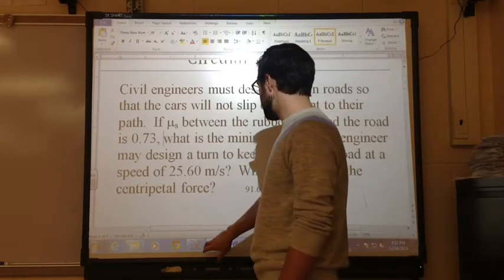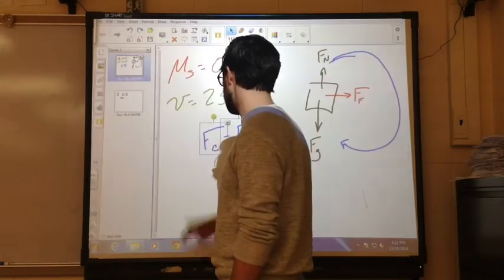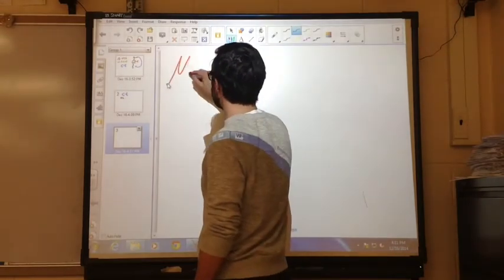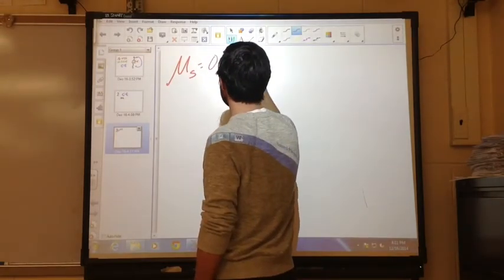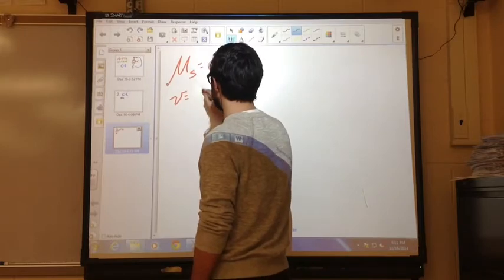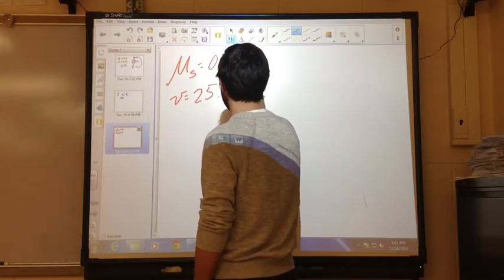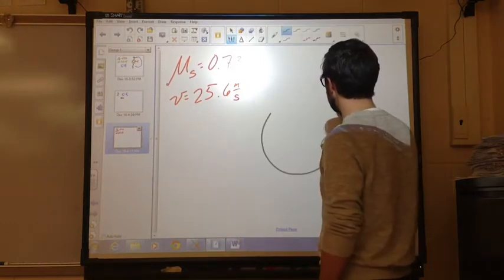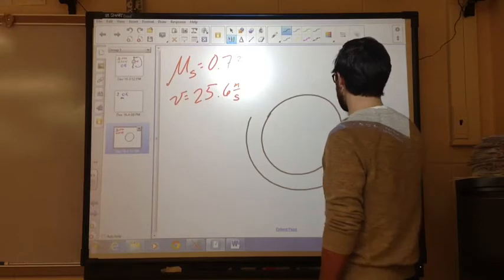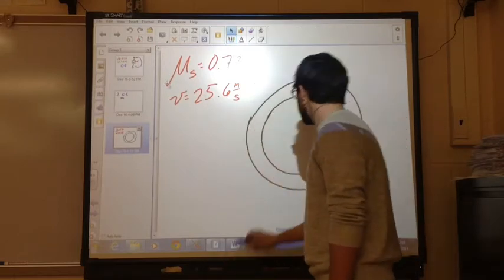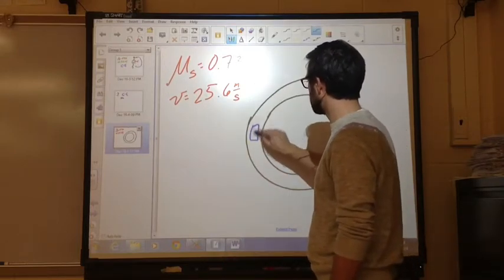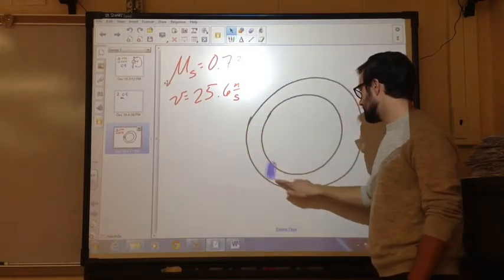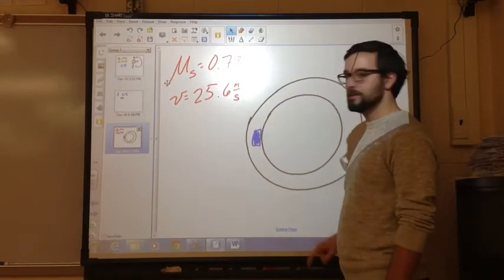So let's take a minute and see what we're given. So we are given the coefficient of static friction is 0.73, and that the velocity of the car is 25.6 meters per second. Our car is traveling around in a circle. A bird's eye view of the road would look something like this, and it'll have our car. You'll see our car traveling around in a circle around that road. So bird's eye view, great.